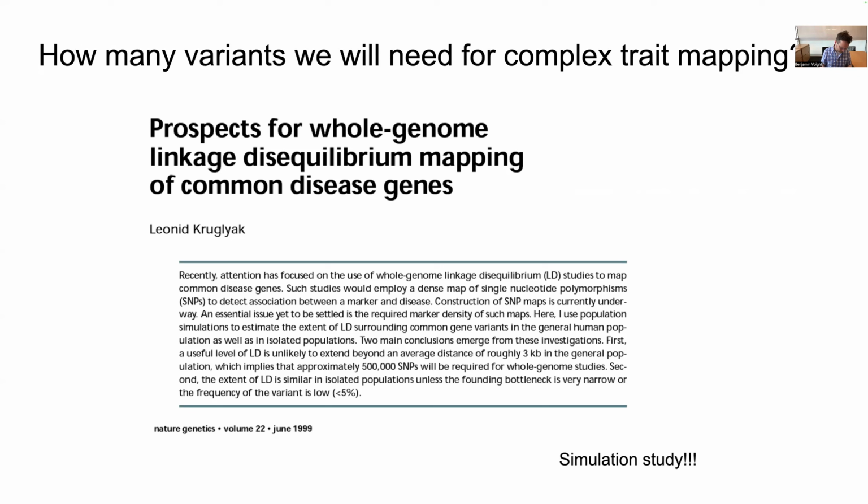Around this time, Lena Krugliak, a great thought leader, published this paper in 1999, before the human genome sequence was formally released. Because he was tied into thinking about the relationship between LD and linkage mapping, he used simulations to estimate, under different models of linkage disequilibrium, how many SNPs you might need to cover the whole genome given that model. And what he found, purely based on theory and basic first principles modeling, suggests that maybe we needed upwards of 500,000 SNPs in order to capture the genome variation as a whole.